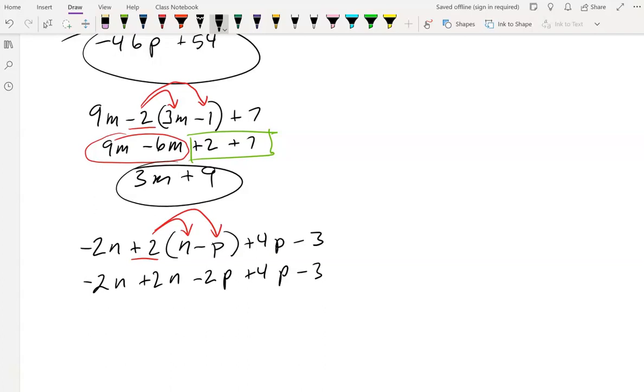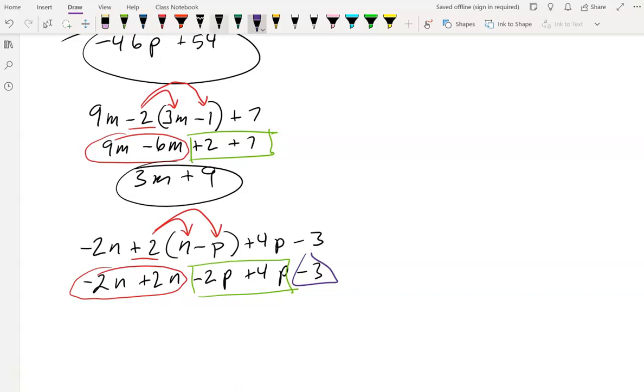And so now we combine our like terms. Let's see, we've got, oh, well, I can see that they are already sitting next to each other. We've got negative 2n and positive 2n. We have negative 2p and positive 4p. And then we have negative 3 all by its lonesome. And we're good to go.